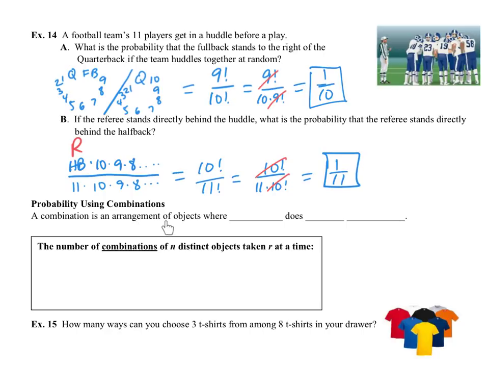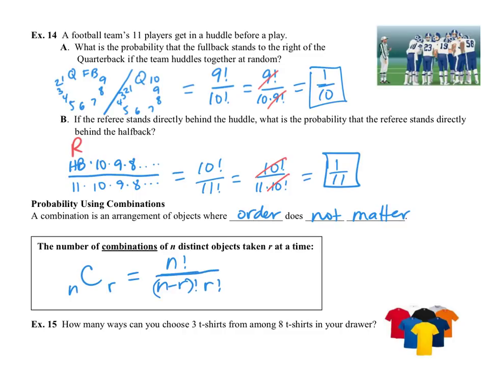Okay, so now we're going to switch gears and talk about probabilities using combinations. So a combination is an arrangement of objects where order does not matter. Okay, so for permutations, order did matter, but for combinations, order does not matter. So let's learn a new formula. The number of combinations of n objects taken r at a time looks like this. Now we're going to use a capital C for combination, but then we still use n for the number of objects and r for how many objects are taken at a time. That formula is the following: n factorial over n minus r factorial times r factorial.